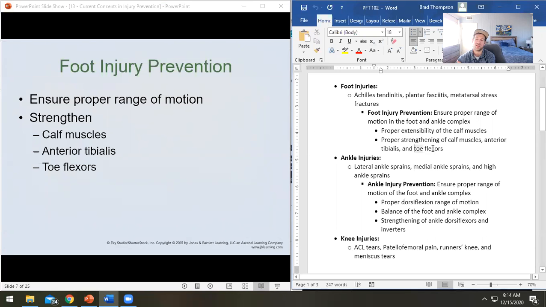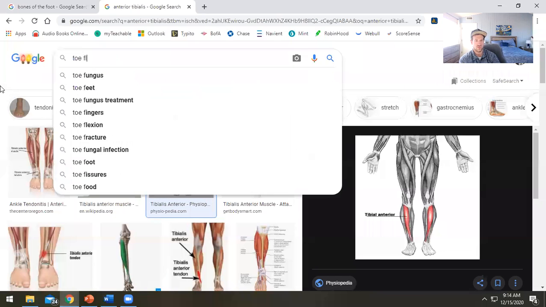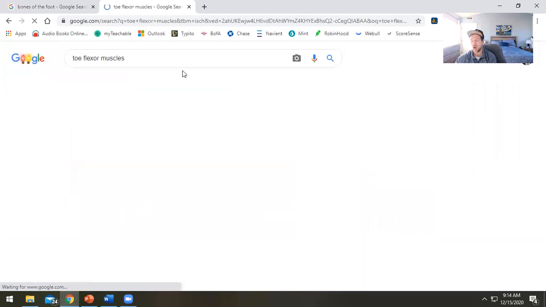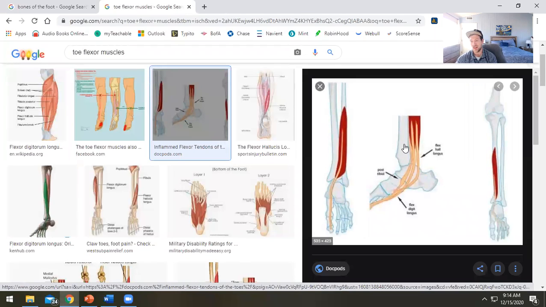And then another big one here is the toe flexors. So your toe flexors are part of these, they wrap around the bottom of your foot here, and then they grab and they pull your toes this way. And we do want those muscles to be strong.